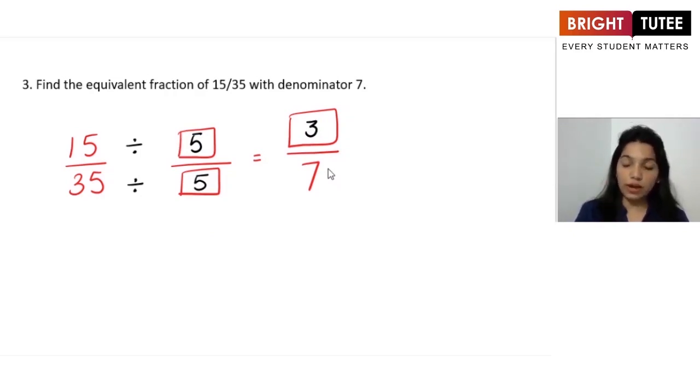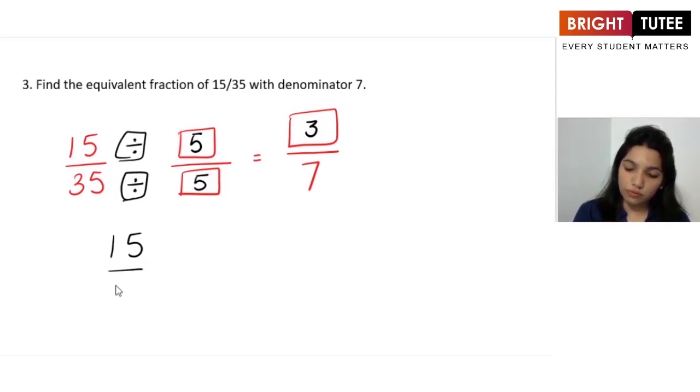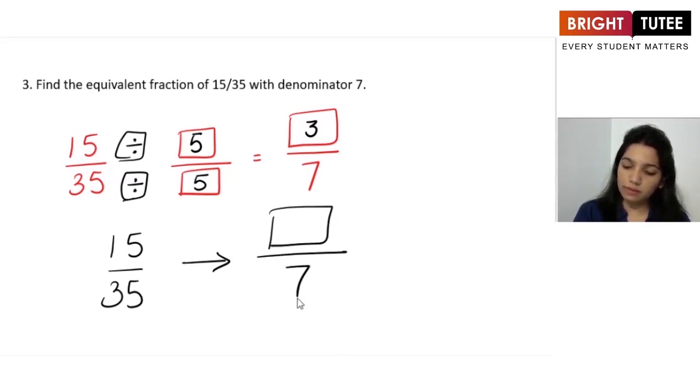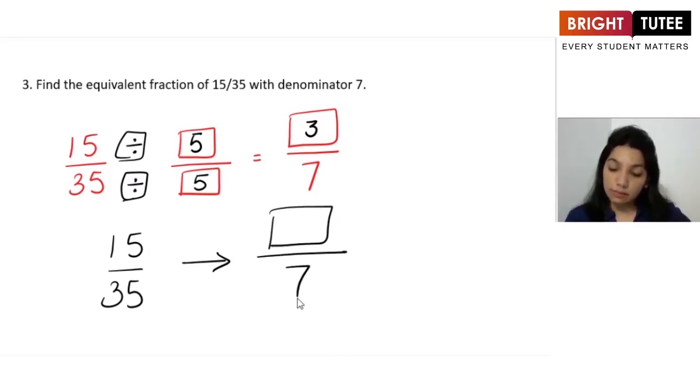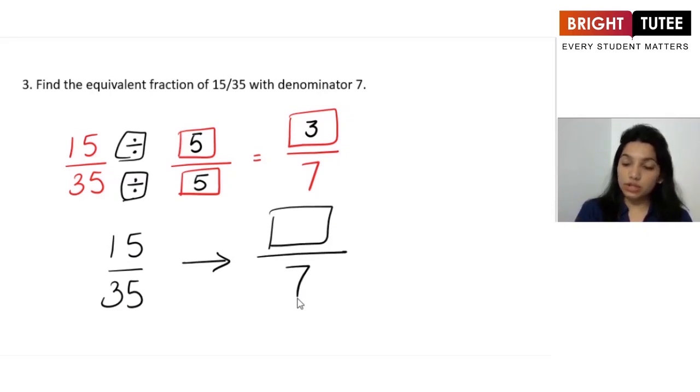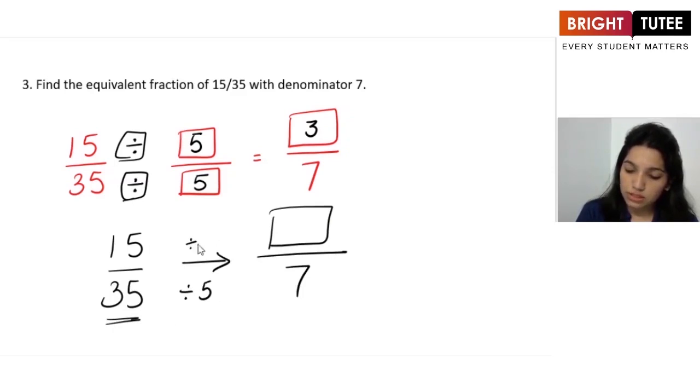I hope you have understood why we have used these division signs here. Why? Because we were supposed to move from 15 over 35 to something over 7, right? So this particular something needs to be such that it makes the number smaller. From 35 we are getting to a smaller number, that is 7, right? So we need to divide both the numerator and denominator by a number which makes the given number smaller. Okay, I hope this is clear.